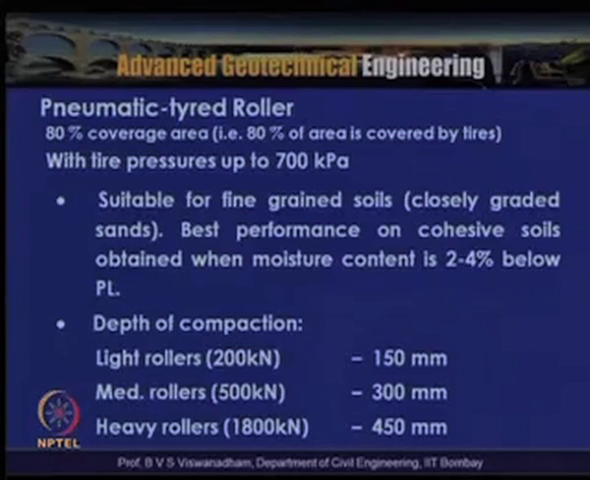The depth of compaction with the pneumatic tire roller: light rollers with 200 kilonewton weight up to 150 mm, medium rollers with 50 tons or 500 kilonewtons up to 300 mm, and heavy rollers with 1800 kilonewtons. The depth of compaction can be ensured up to 450 mm.